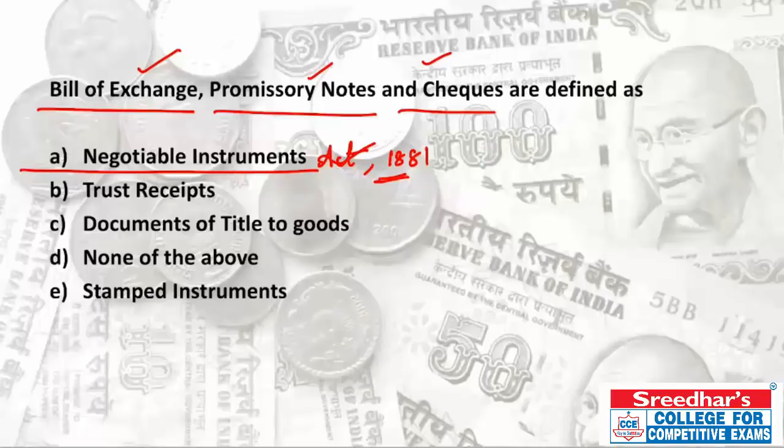What happens if certain checks have insufficient funds? It means dishonoring of a check. So everything about negotiable instruments is mentioned in the Negotiable Instruments Act 1881.